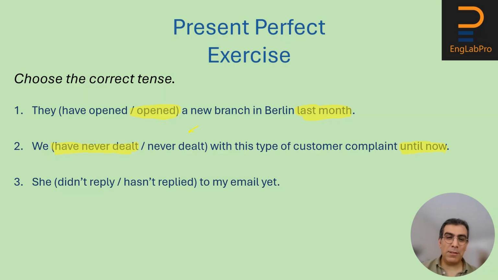And the last one, she didn't reply or she hasn't replied to my email yet. You have the word yet at the end. Well, I think you could guess correctly. She hasn't replied. If you remember, we mentioned that yet is used in negative sentences or questions and at the end of the sentence with present perfect. So she hasn't replied to my email yet.